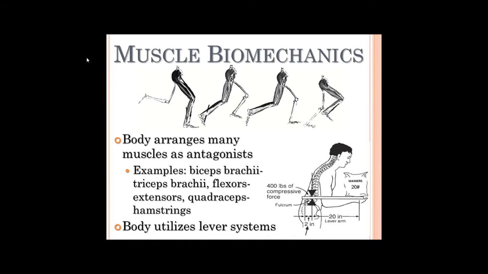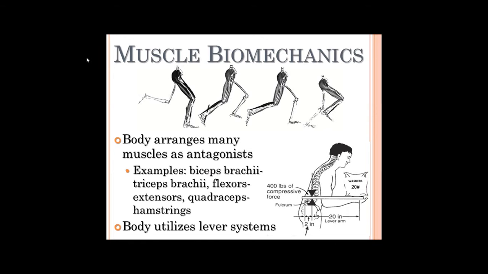Now let's take a brief look at muscle biomechanics. We know that the human body arranges many muscles in an antagonistic form. In other words, the muscles oppose each other in various directions. Some examples include the biceps and triceps, your flexors and extensors, your quadriceps and hamstrings, among a list of many. We also know that the body utilizes muscles and bones and complex lever systems in order to increase mechanical advantage, provide body stability, and also to increase the range of motion.